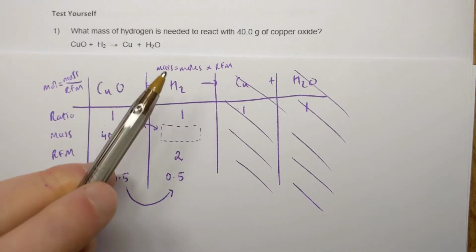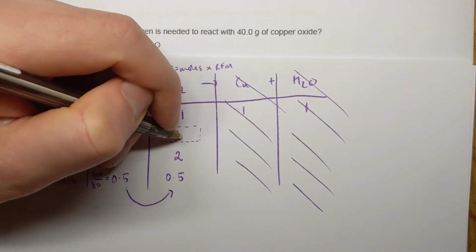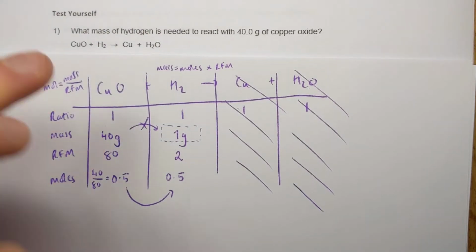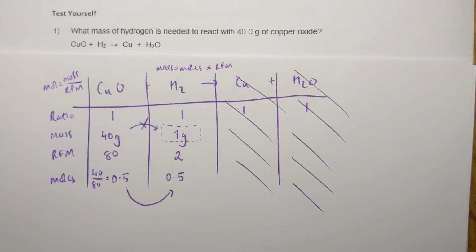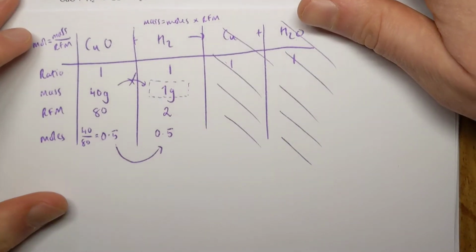So to get my final answer, it's moles times RFM. 0.5 times 2 is 1 gram of hydrogen being made there. And that's what the question was asking for. Okay, example 2, we'll move on to.